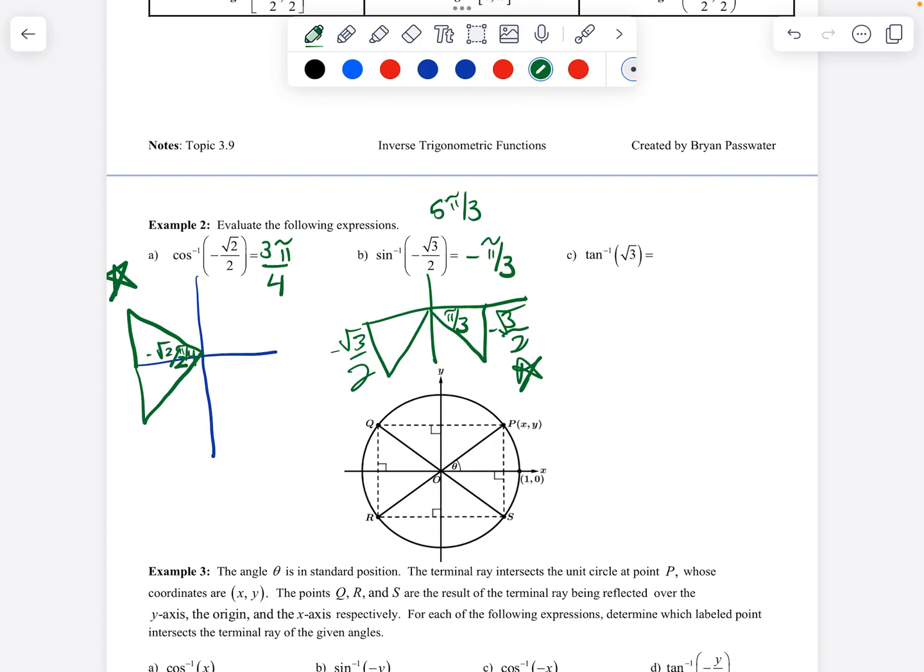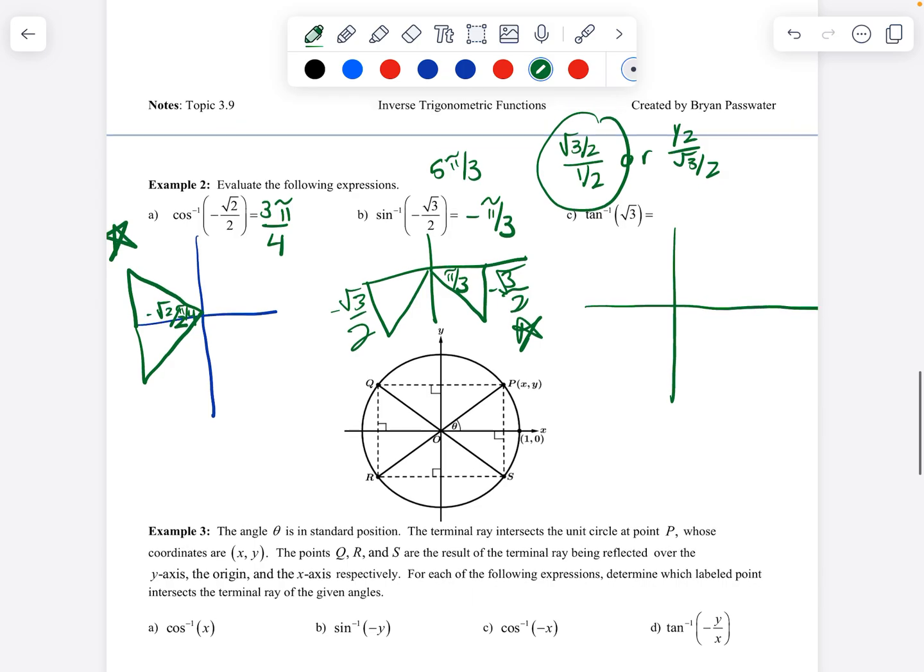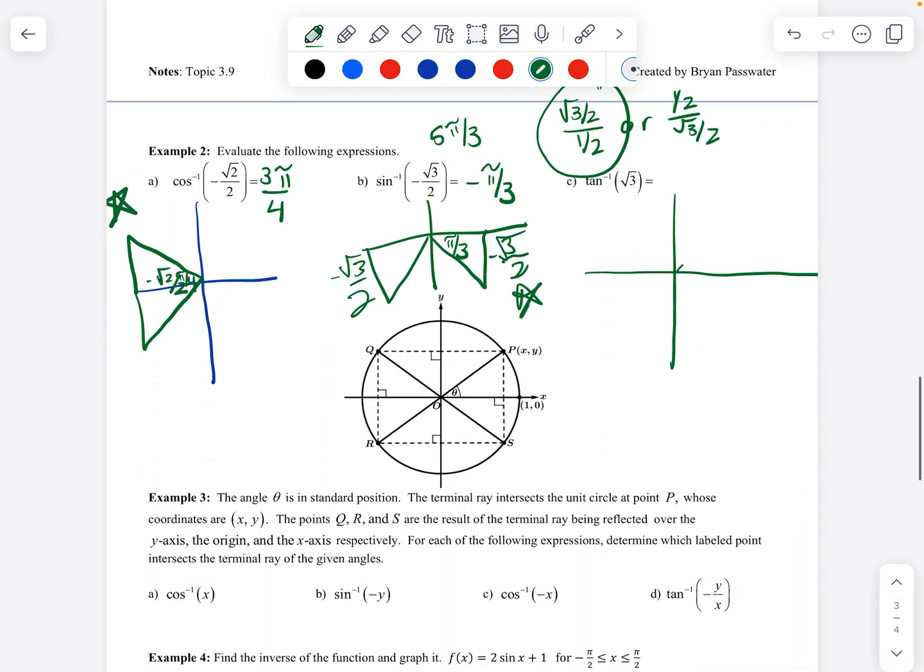And then our tangent. I think tangent is a little tricky. So tangent, would it be this? Or would it be this? That gives us root 3. Well, it's going to be this. So that means on our triangle, and again, tangent is in 1 and 4. So this quadrant would be root 3 over 2 and half. So that gives us the root 3 over 2. So this is pi over 3. So it would be pi over 3.